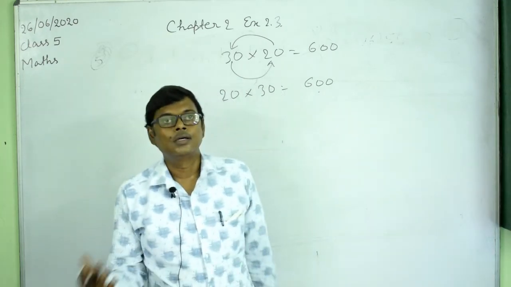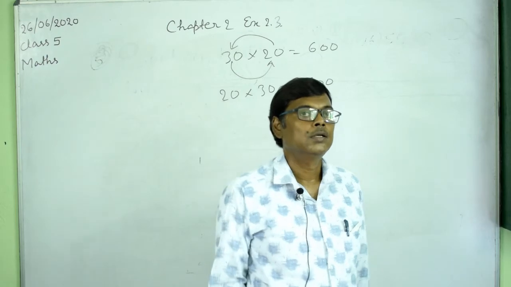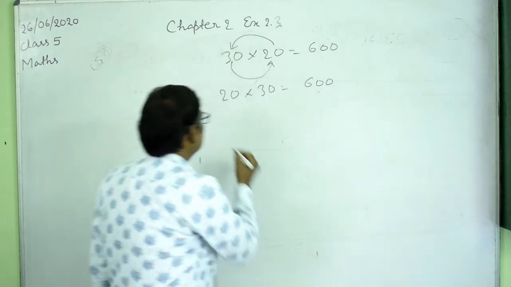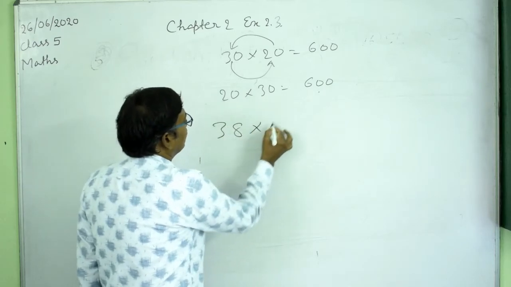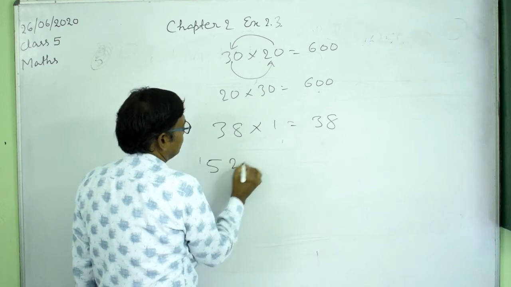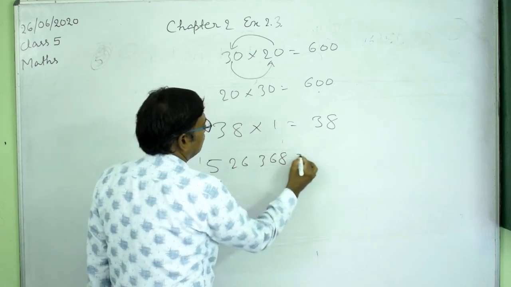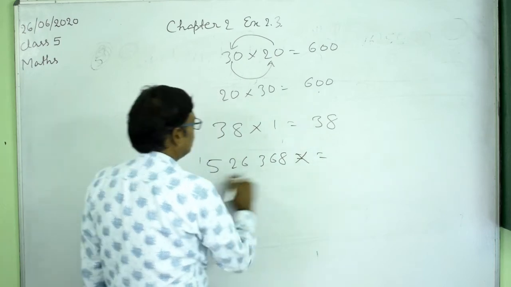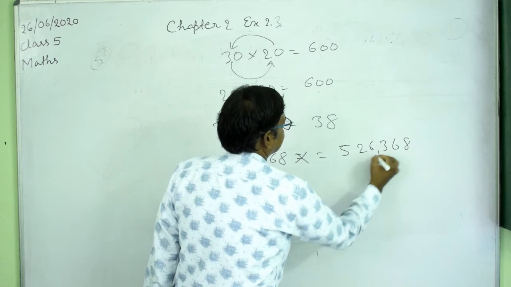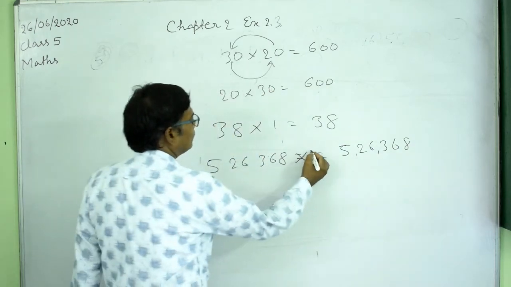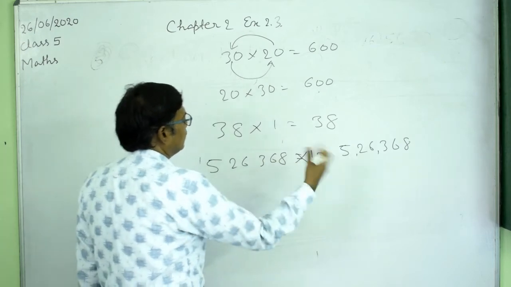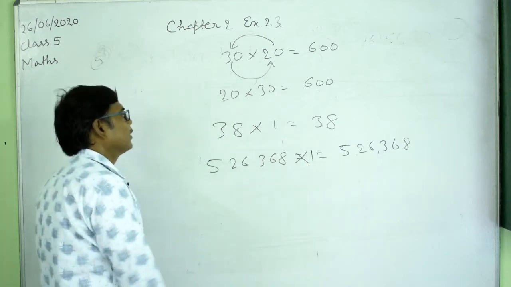Next is the property of 1, that is if you multiply any number by 1, the answer will be that same number. For example, 38 into 1 equal to 38. Or 5,26,368 into 1 equal to the same number, 5,26,368. When you multiply 1 to a given number, you will get the same answer. So this is the property of 1.